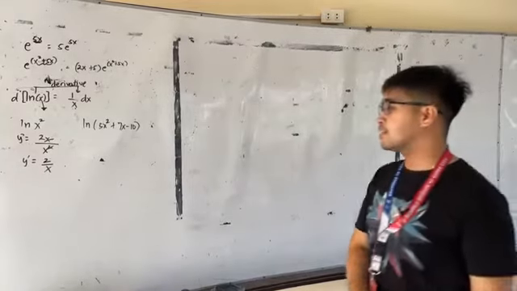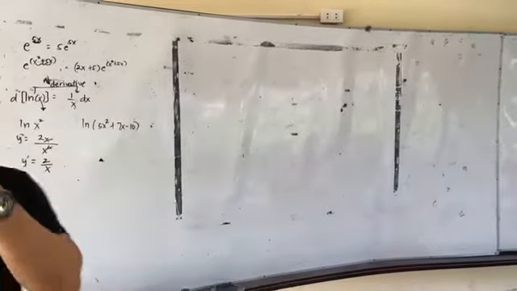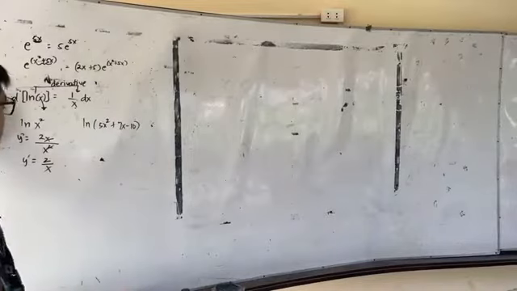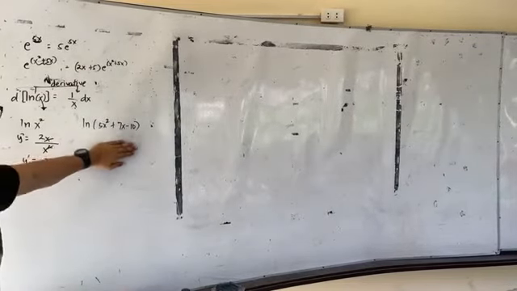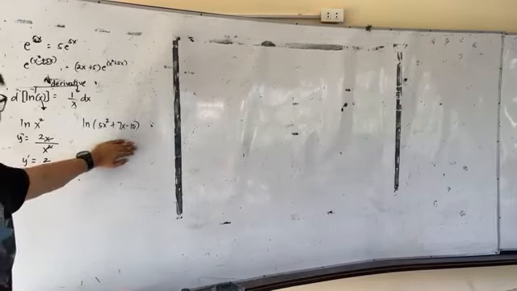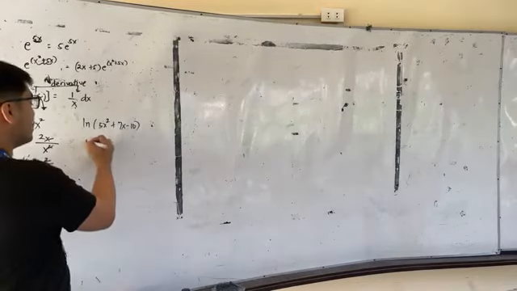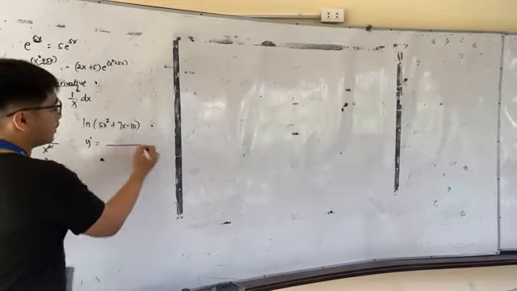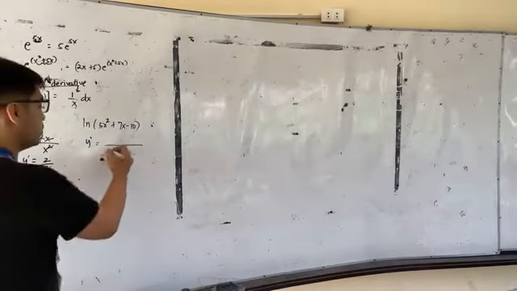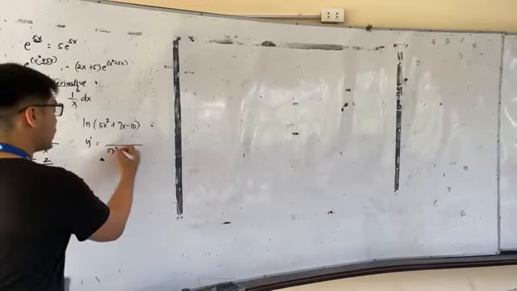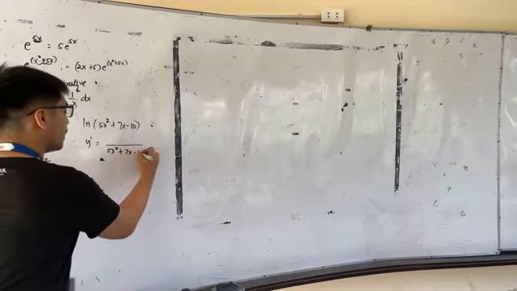Okay, let's try to answer this one. Again, we are given ln, so this becomes ln of 5x squared plus 7x minus 10. Again, what is our formula in order for us to get the derivative? First, write down the given because that will be our denominator. So it becomes 5x squared plus 7x minus 10.